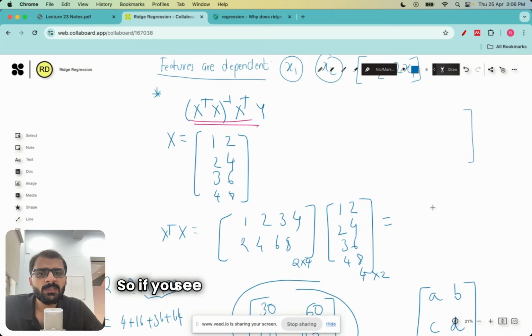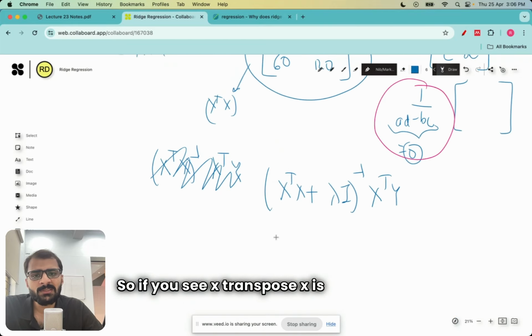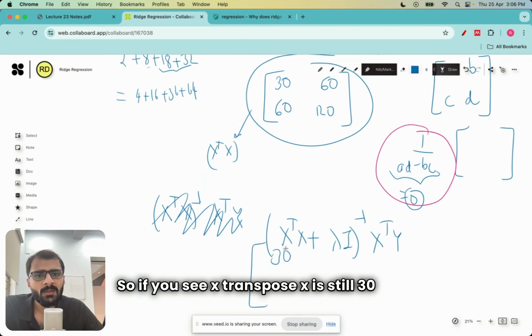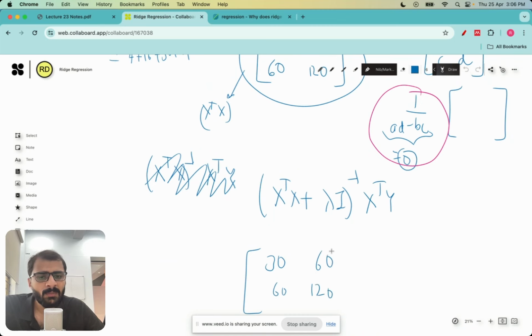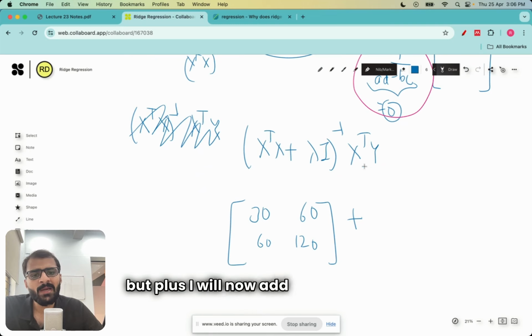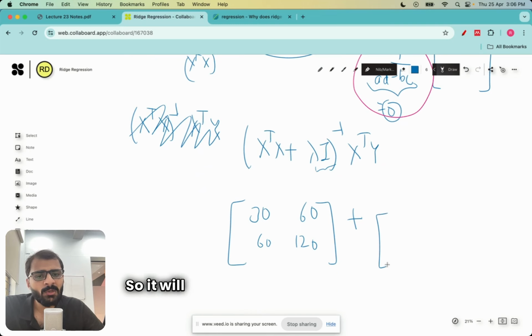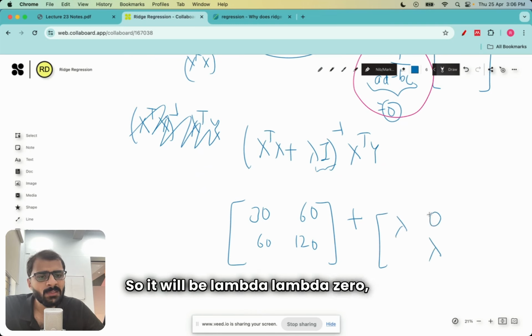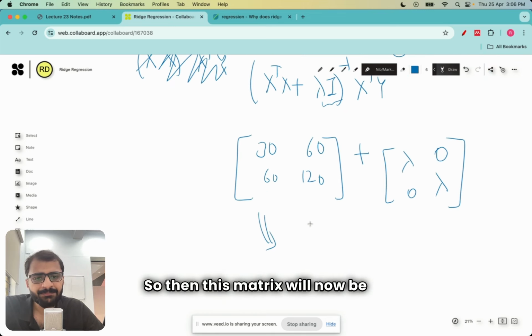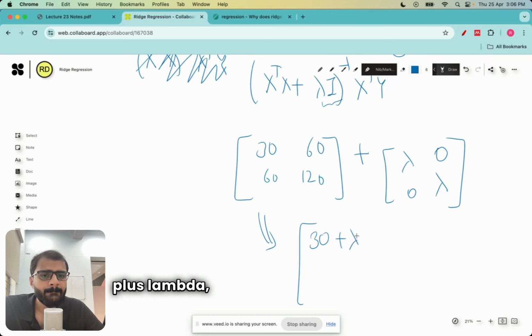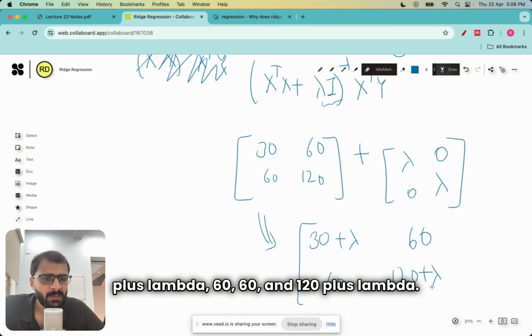So if you see, X transpose X is still 30, 60, 60, 120, but plus I will now add a lambda into I. So it will be lambda, lambda, 0, 0. So then this matrix will now be 30 plus lambda, 60, 60 and 120 plus lambda.